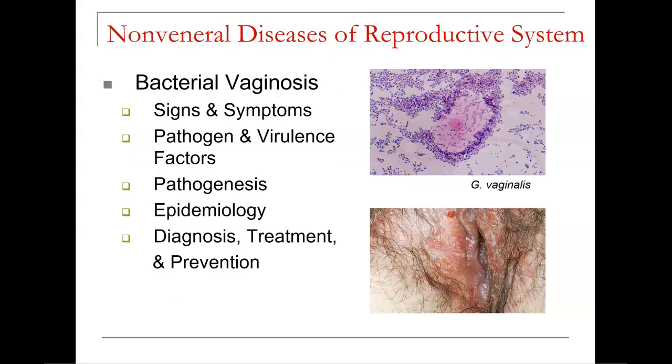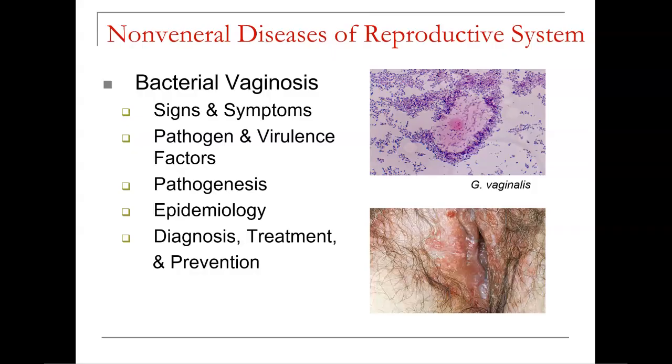Bacterial vaginosis. This is going to create white vaginal discharge with a fishy odor. Causes itching and irritation. In general, sometimes it could be asymptomatic. The pathogen here is going to be various different types of anaerobic bacteria. So we could have Gardnerella vaginalis or Mycoplasma hominis.